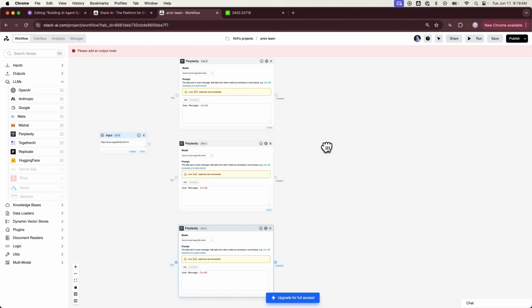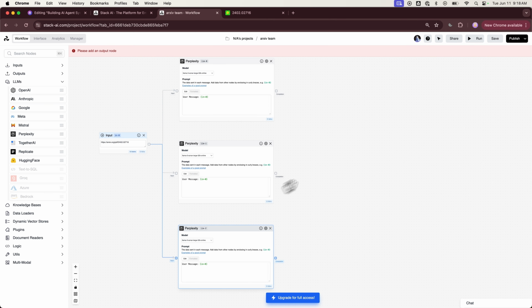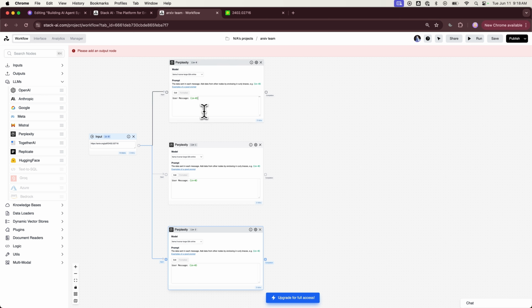Okay, so now we have 3 different Perplexity-based agents. I'm just hooking each one up to the input. Okay. So let's say this first one's going to be our deep learning agent. This one will be our mathematician agent, and then this one will be our skeptic.